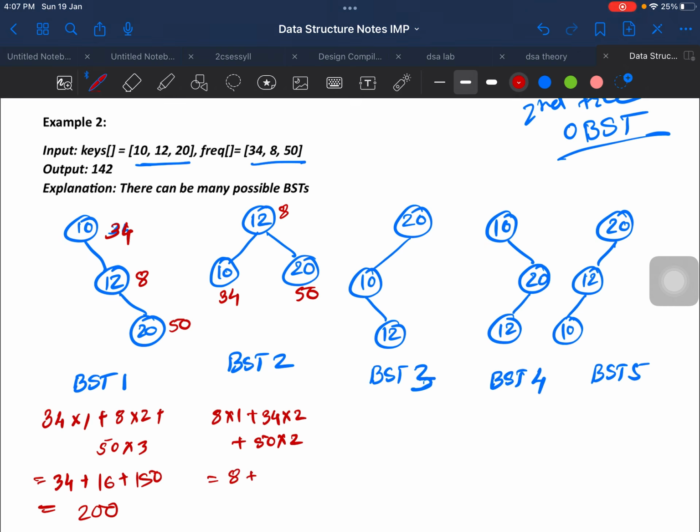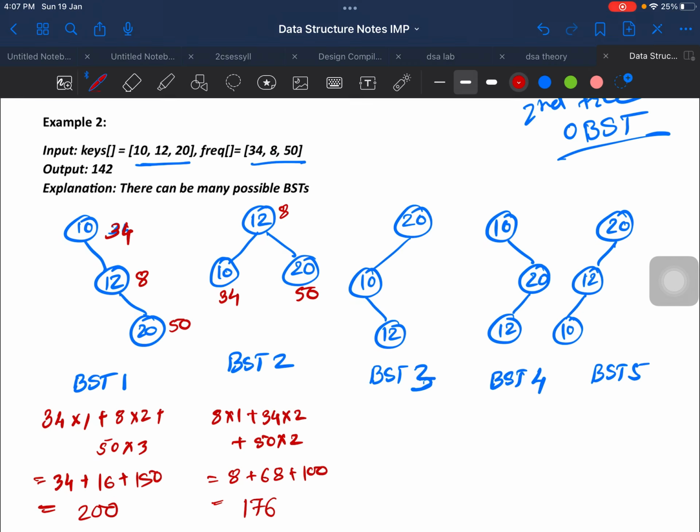8 into 1, that is 8. 34 into 2, that is 68. And 50 into 2, that is 100. Okay, so 100 plus 68, that is 168. 168 plus 8, that is 176. So 176 is the cost of BST2.